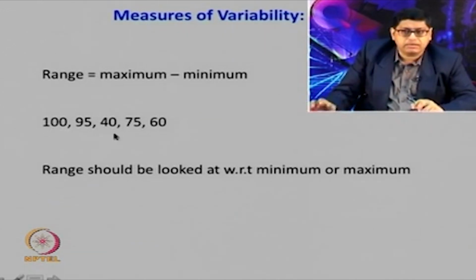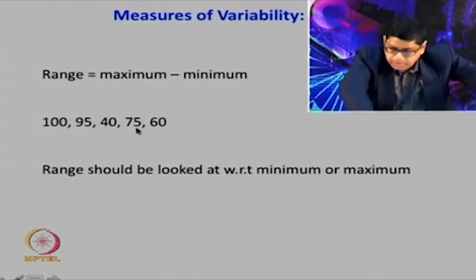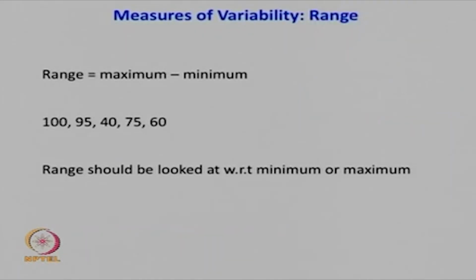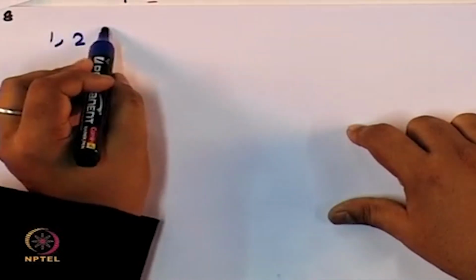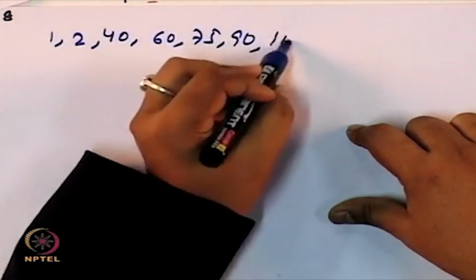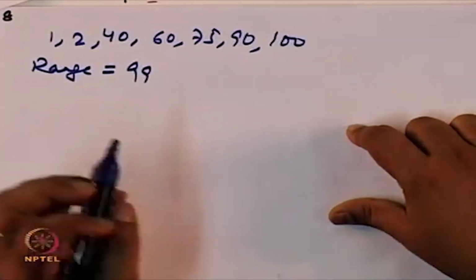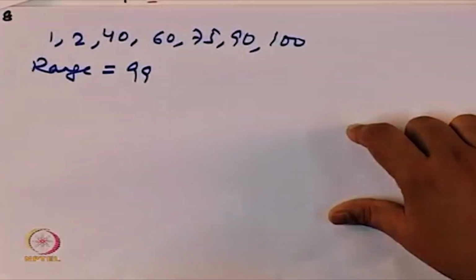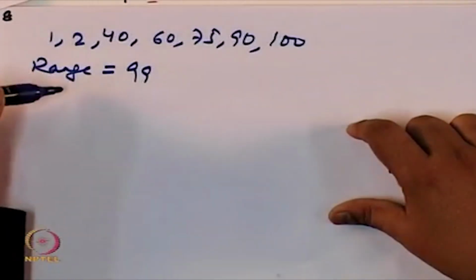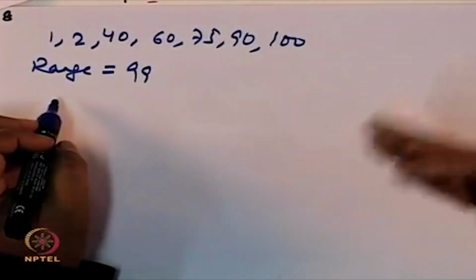But as you can see, the range by itself will not have any meaning unless the values are also put in context. So, for example, if I have numbers as 1, 2 and then I add these other numbers which are 40, 60, 75, 90 and 100, then my range is 99, versus in the other case it was 60. So, the concept of range has to be thought about with respect to the minimum or the maximum.